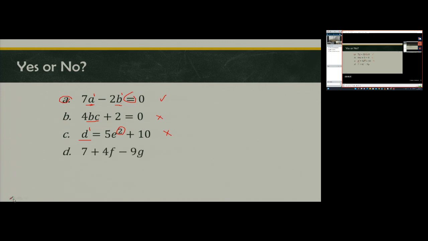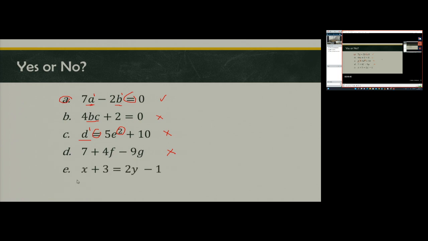How about letter D? Is it a yes or a no? Yes or no? No. Why no? Because, okay, it doesn't have an equal symbol, okay? We don't have it here. That's why this is not.